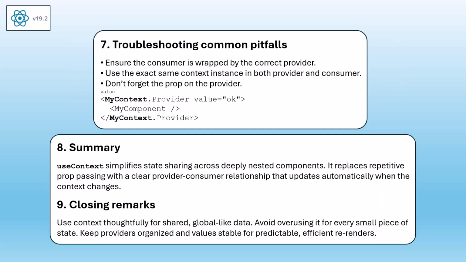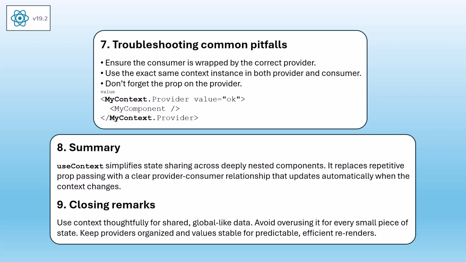7. Troubleshooting common pitfalls. There are several usual errors to look out for. One is forgetting to wrap the consumer component in a provider above it. Without the correct hierarchy, the hook will see only the default value or undefined. Another is that you may accidentally render the provider inside the same component that consumes the context. In this case, the consumer won't see the intended provided value because the provider must be above it in the tree, not inside the same render where consumption happens.